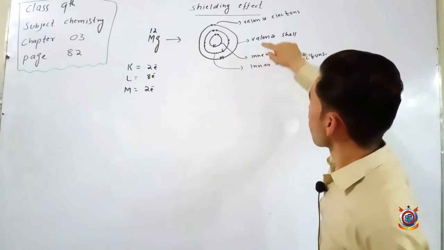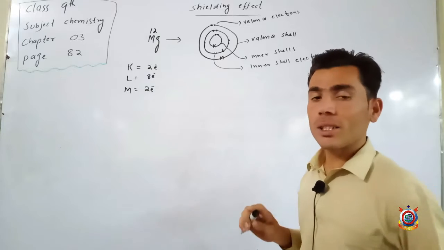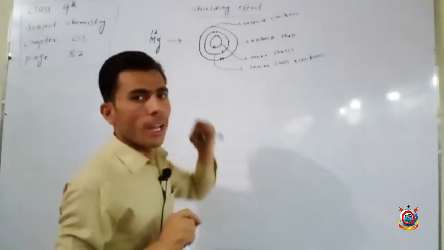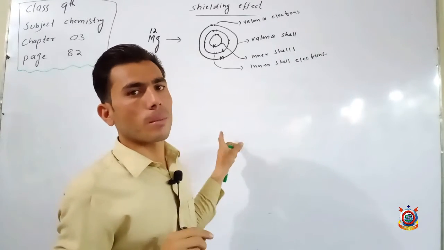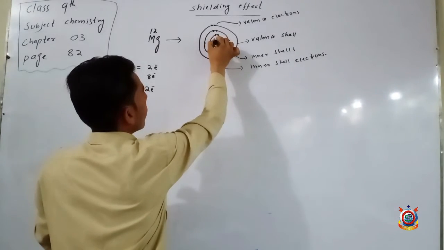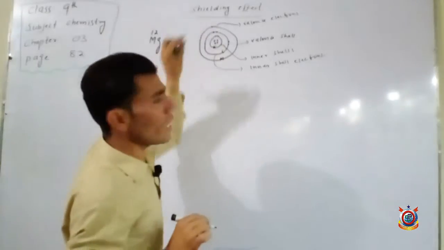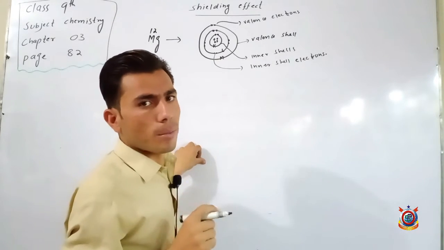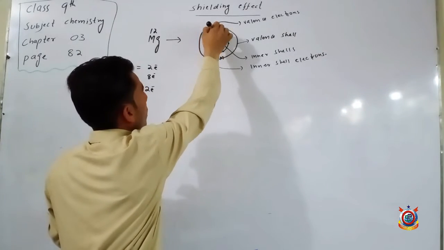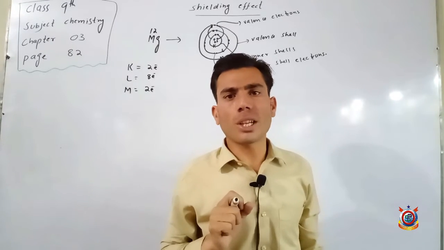So dear students, the valence shell electrons, the outermost shell electrons, spend most of their time away from the nucleus because they do not feel the full effect of the positive charge of the nucleus.